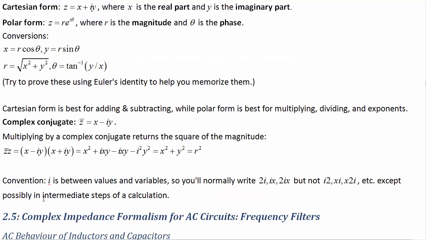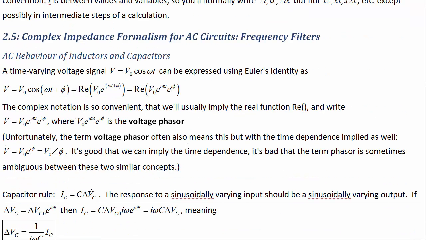Now, by convention, i is usually placed between values and variables. It's kind of somewhere in between in order of priority, so you'd write things like 2i, but if you have an i then a variable, then you'd write ix. If you have all three, it'd be 2ix, but not usually something like i2, xi, x2i, except maybe in an intermediate step of a calculation.